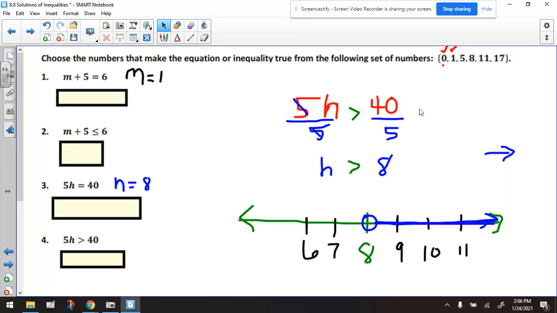All right, so if we take a look again at the numbers that are offered up here, they want to know which of these are solutions. So we see 8 is offered, but we're not going to pick that because 8 is not greater than 8, so that's a no. And of course, any of the numbers that are lower than 8 are a no. So the numbers that are a yes in this case would be an 11, and then a 17, of course, would be even further right on the number line. I didn't have room to graph that. So for number 4, we're picking 11 and 17.